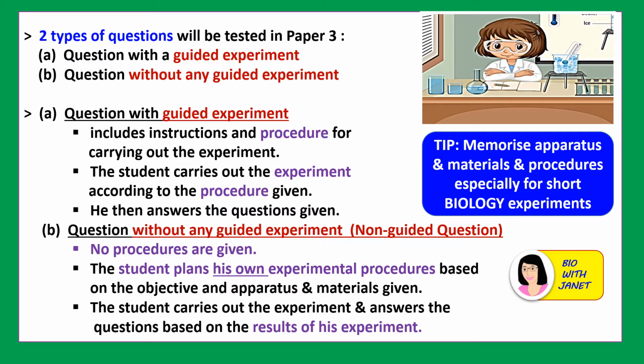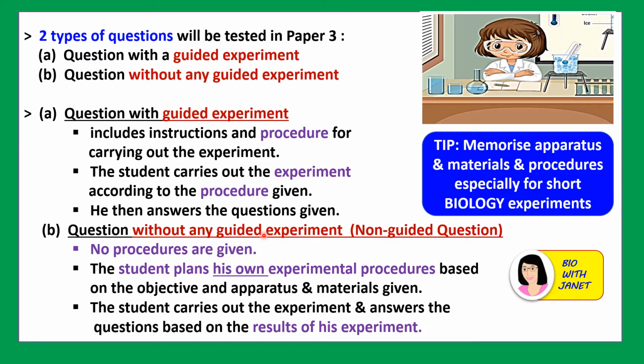So there are 2 types of questions that will be tested in paper 3. Question with a guided experiment, question without any guided experiment. Now again, for all this, please confirm with your teacher, right? So I'll just explain to you what has been informed so far, and please confirm with your teacher for further updates and so forth. So for the question with guided experiment, it will include instructions and procedure for carrying out the experiment. So it's easier to do this question. The student carries out the experiment according to the procedure and then answers the questions. So 2 out of the 3 questions in the paper will be guided.